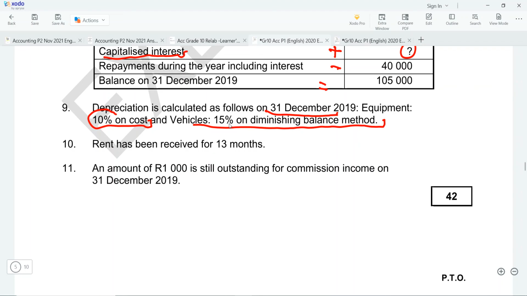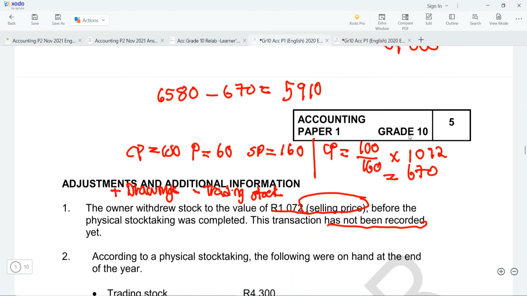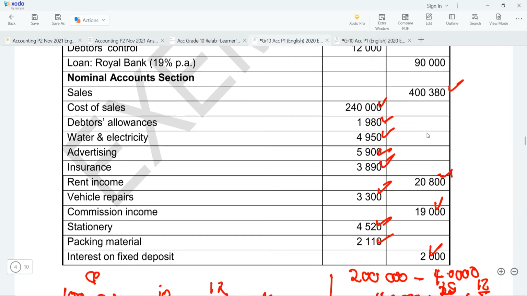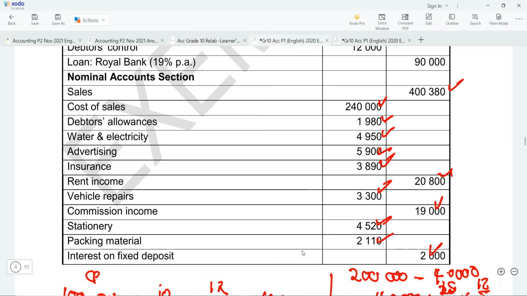So here they're saying that rent income has been received for 13 months. So remember, the keyword is received. So meaning if they're saying we've received it for extra months, it means we must subtract. So all you have to do is take the rent income amount that you are given here. Here we're told that the rent income is 20,800.